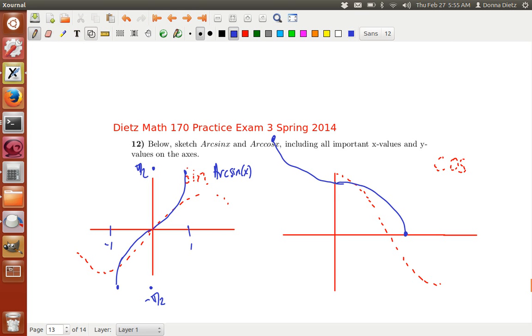Okay, so this right here is pi over 2, and up here, you see on the y-axis, this over here is going to be pi, and this is 0, and here's 1, and here's -1. Okay. Right, and we should label this. Arc cosine of x.